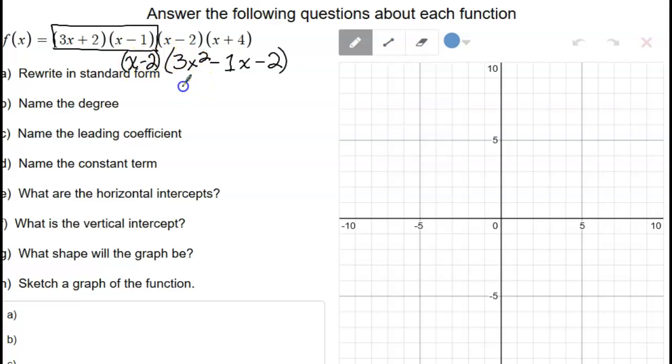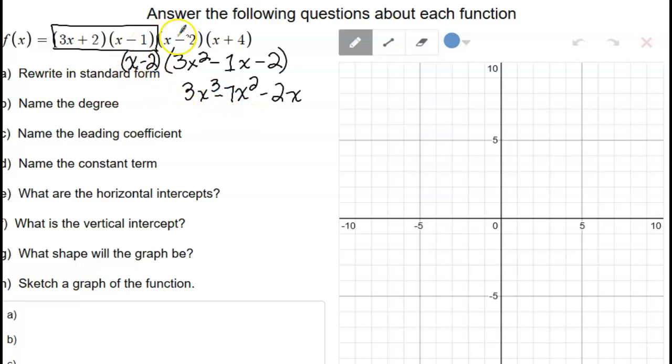So x times 3x squared is 3x cubed. x times negative x is negative x squared. x times negative 2 is negative 2x. And now we're just going to distribute the negative 2 through. So negative 2 times 3x squared is negative 6x squared, and we're going to combine that with this one, so that's negative 7x squared.